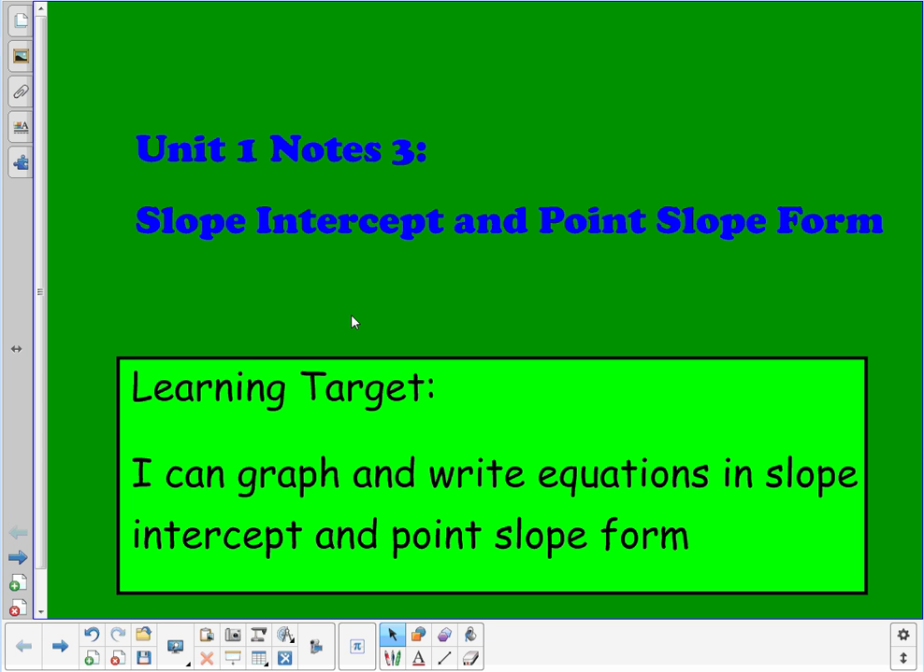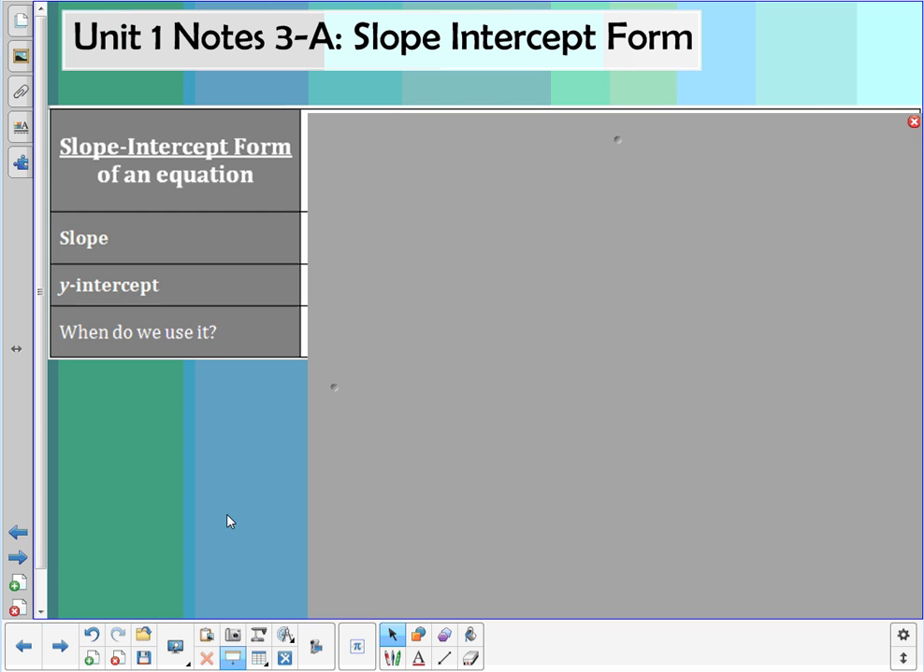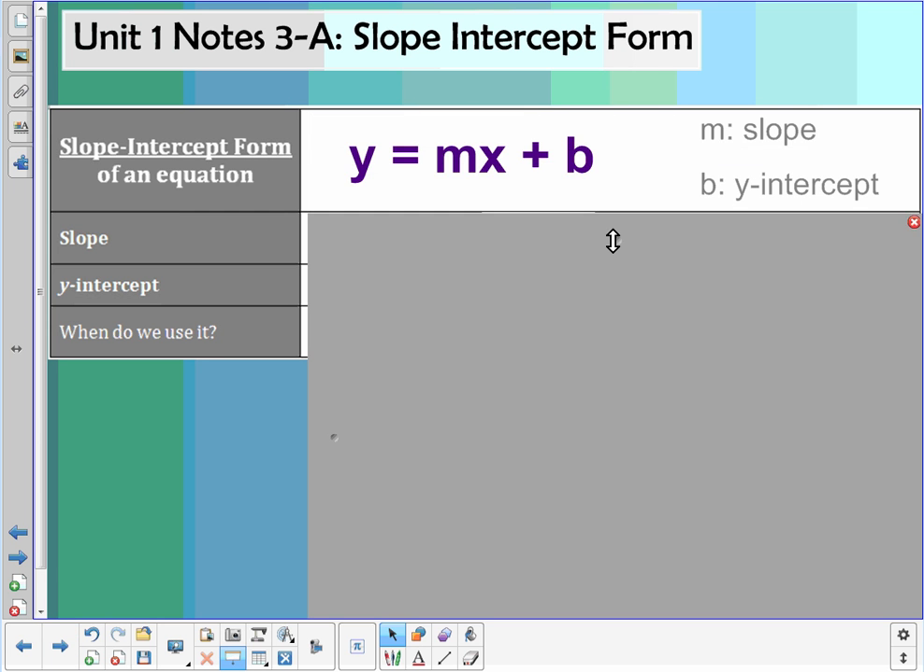This is on graphing and writing equations in slope-intercept and point-slope form. So I can graph and write equations in slope-intercept and point-slope form. We're going to talk about slope-intercept form first. This is the most common form of a linear equation. Slope-intercept form is y equals m times x plus b. Y equals mx plus b.